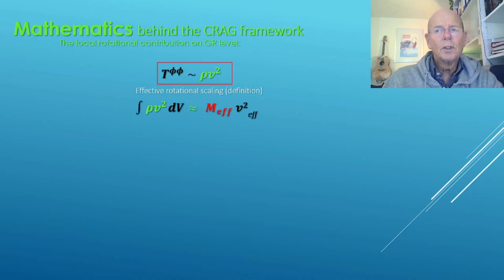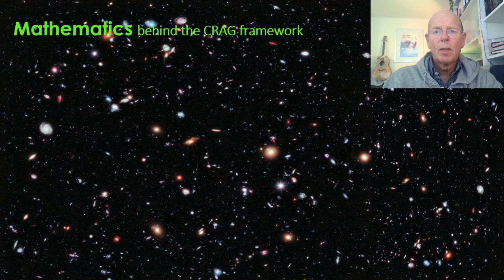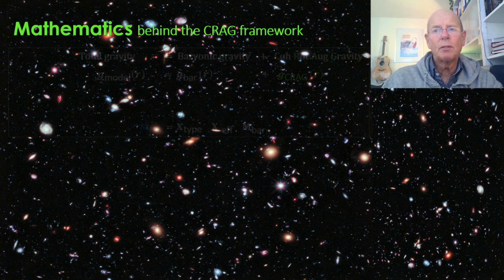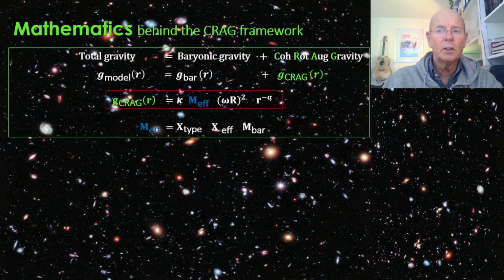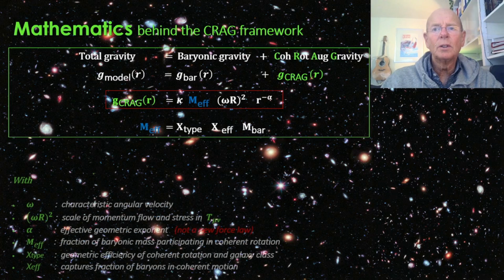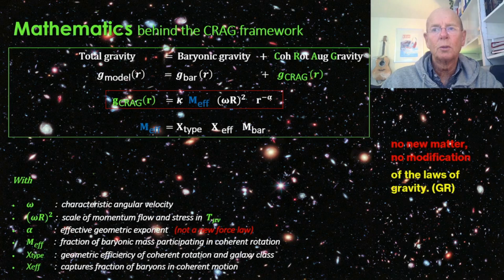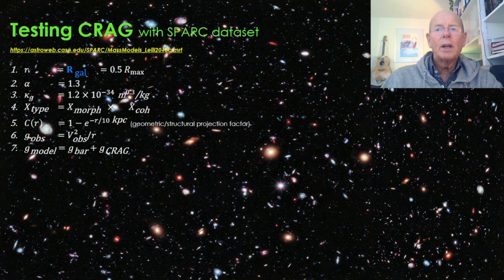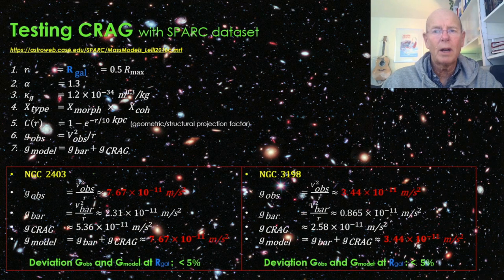This accounts for the contribution of coherent rotational motion through structure in the stress-energy tensor. The mathematical form in CRAG reflects how effective mass, coherent angular velocity and galactic scale combine to shape spacetime geometry. The radial dependence summarizes how disk-like geometry alters curvature compared to a spherical mass distribution. We have tested this mathematics with the SPARC database, and as you can see, the results seem to be quite consistent.